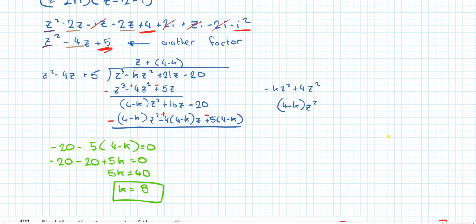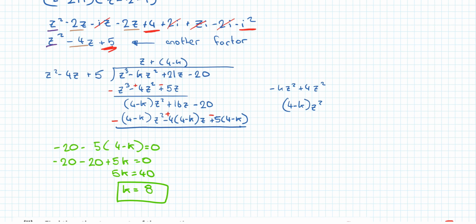Remember, this is the second way of doing it. I don't know what k is, but I know z squared minus 4z plus 5 should divide evenly into that. So z by z squared gives z cubed. z by minus 4z gives minus 4z squared, and z by 5 gives plus 5z, which leads us to this line.